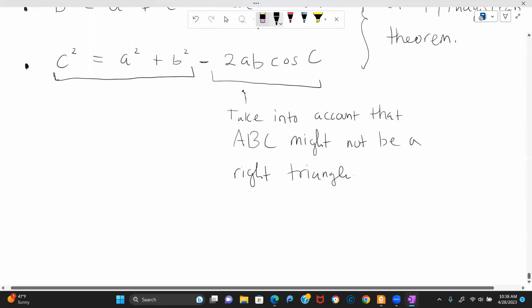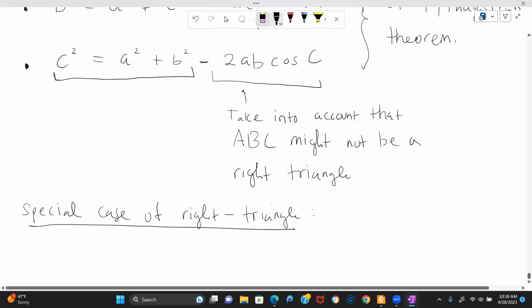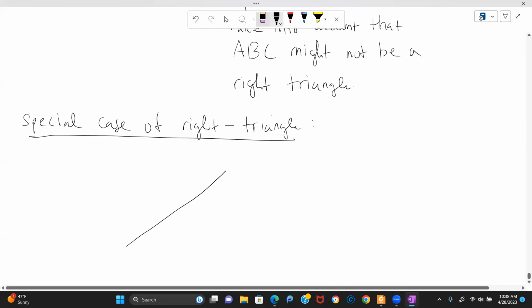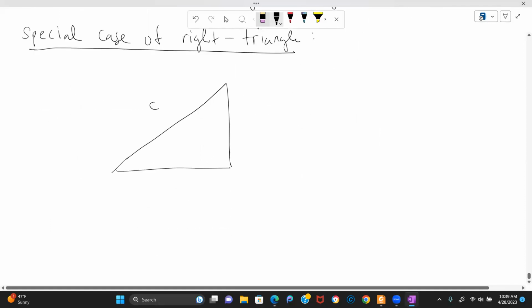So let's look at what it says for the special case of a right triangle. Of course, I haven't proven this yet. I'm going to prove it in a moment. But let's apply this to the right triangle case. In this case, our triangle looks something like this. This side will be C, this side is A, and this is B.